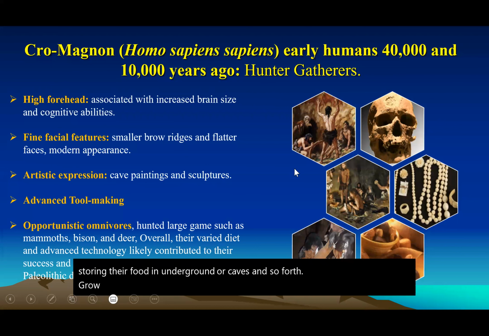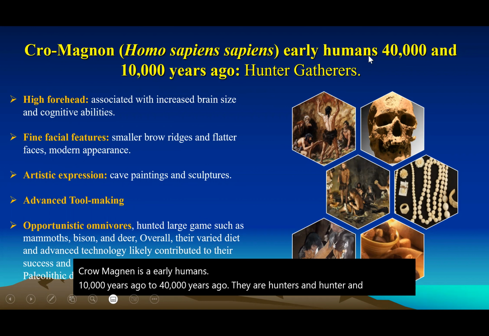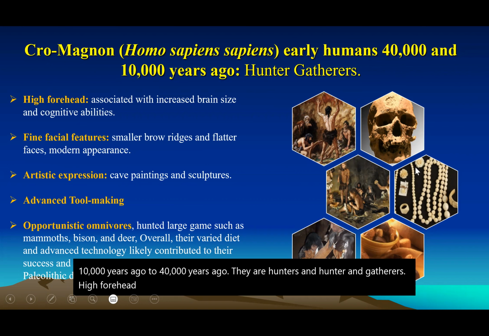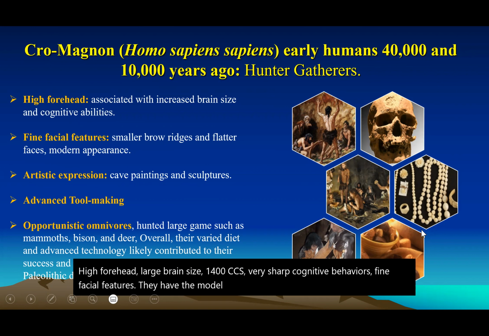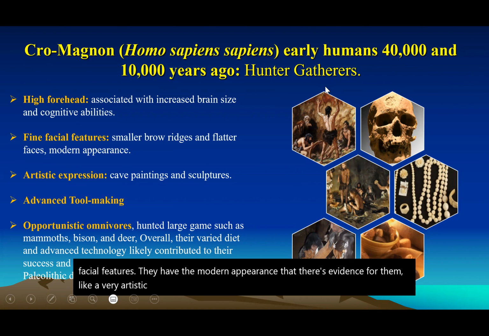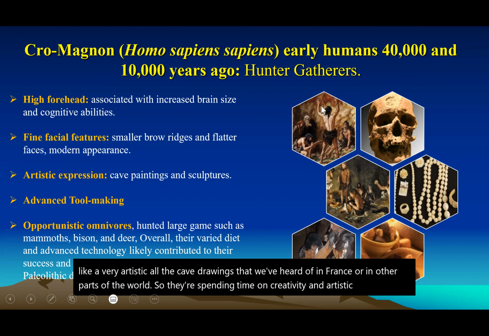Cro-Magnon is early humans. 10,000 years ago to 40,000 years ago. They are hunter and gatherers. High forehead, large brain size, like 1400 cc's. Very sharp cognitive behaviors, fine facial features. They have the modern appearance. There's evidence for them being very artistic, all the cave drawings that we've heard of in France or in other parts of the world. So they're spending time on creativity and artistic endeavors.